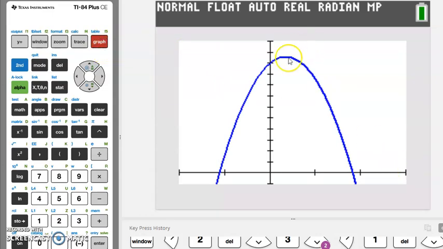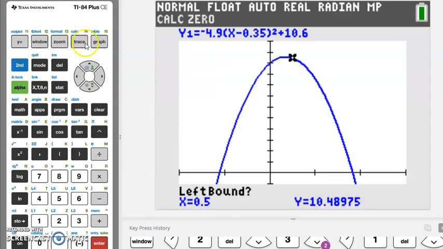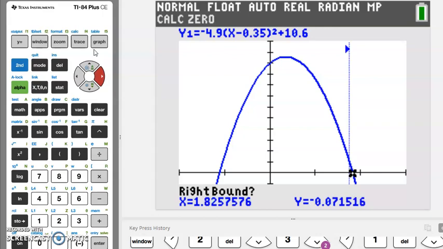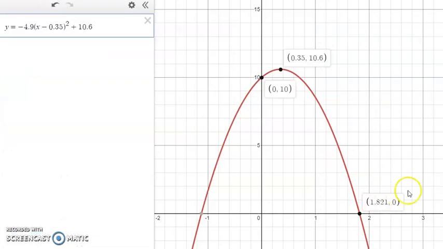Okay? So we already knew the vertex. We already knew the y-intercept, but we want to get this value here. All you do is get the 0. Second function, calc. Option number 2 is 0, so hit 2, or go down to 0, hit enter. And you're going to go right until you get close to the x-axis, and then hit enter. It looks like it's going down, but go to the right, hit enter for a third and final time, and you get 1.821, which we have in our Desmos program.